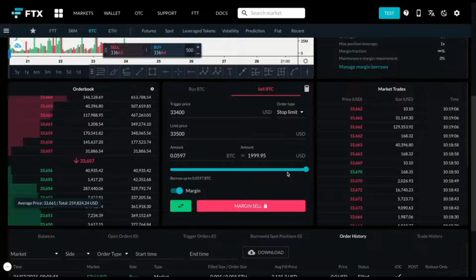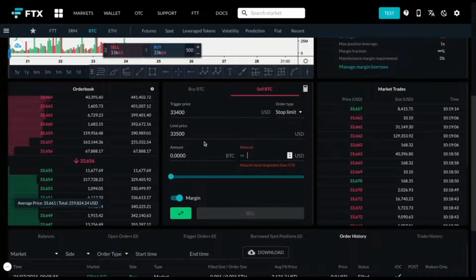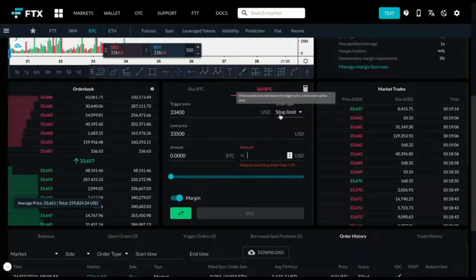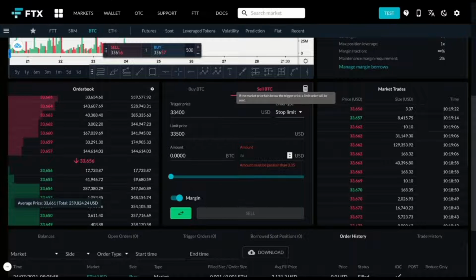So it's quite a complex order type. It's not something that you need to be concerned with, but I want to go through them all because they're here, just so you're aware if you do ever want to use it. But it's probably not something that you need to be using. It's quite an advanced order type.